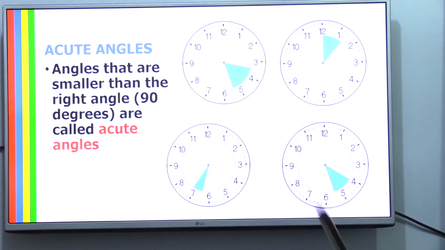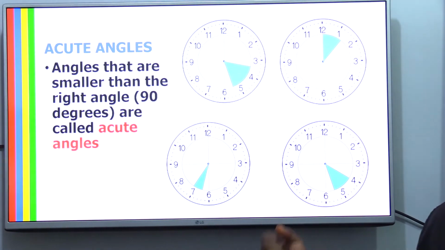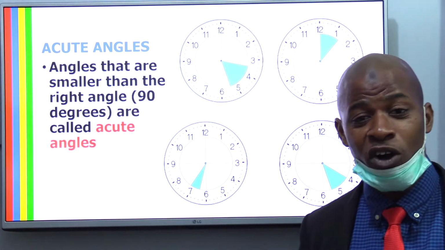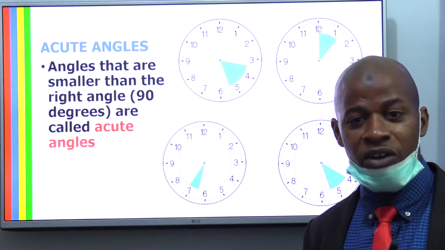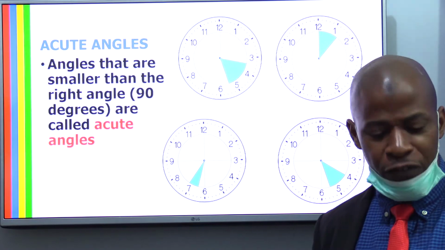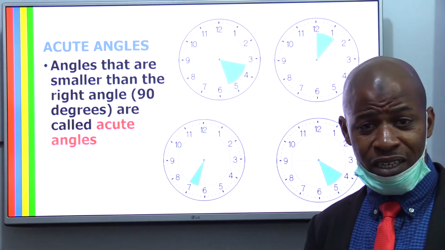This is also smaller than 90 degrees. Now, we call these angles that are smaller than 90 degrees acute angles. Now, do you want to know why they call them acute angles? I'll tell you. When something is acute, it is sharp. If you use a sharp object to prick yourself, it can cut you.